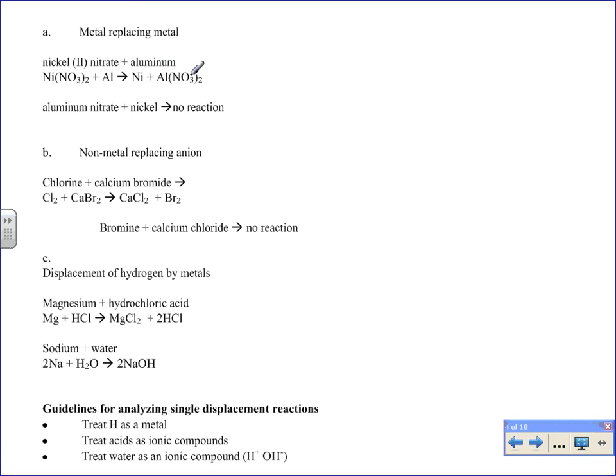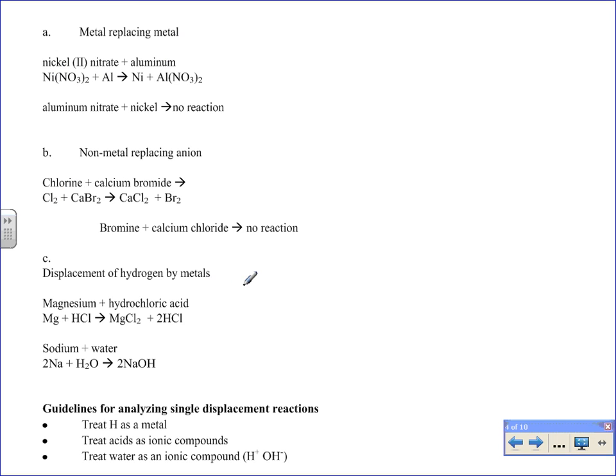So the different kinds of single displacement reactions, you can have a metal replacing a metal. In this case, the aluminum is going to displace the nickel. You can have a non-metal displacing a non-metal. So in this case, the chlorine is displacing the bromine. Now we can also displace hydrogen. Metals can displace hydrogen. As you saw with the activity series, some metals will react with water and some metals will react with acids. When they react with acids or water, what they're actually displacing is hydrogen.